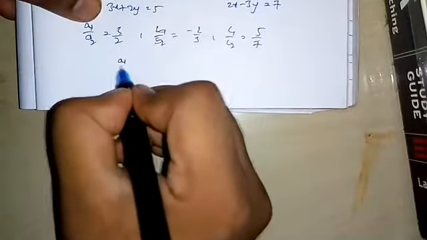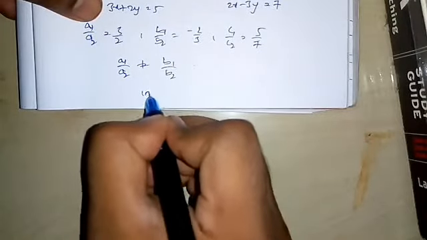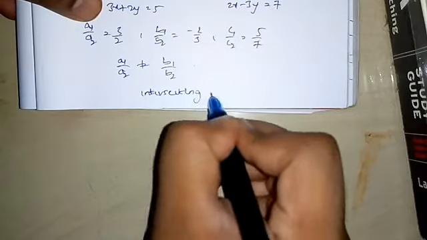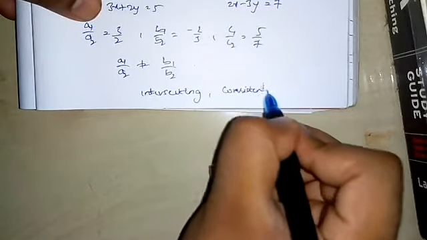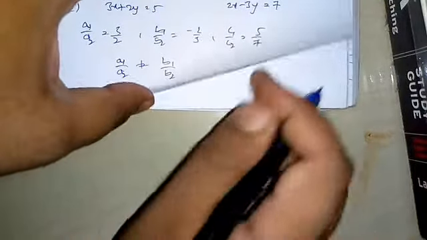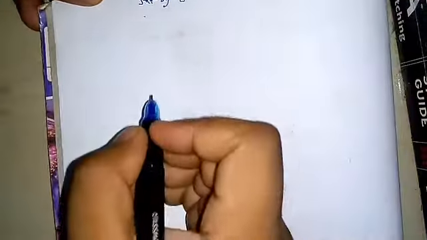So here a1 by a2 is not equal to b1 by b2. Therefore these are intersecting lines and consistent. They are consistent and intersecting. So there is a unique solution for this given pair of equations. Let's find it using the graphical method. First is 3x plus 2y is equal to 5. So let's solve this equation.